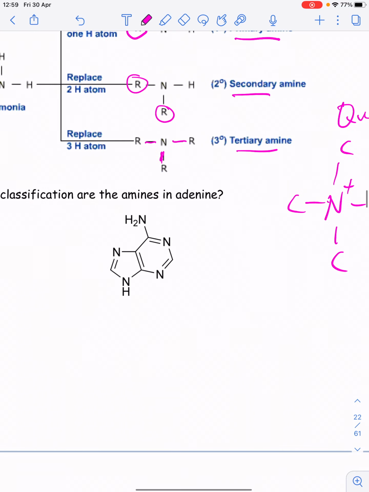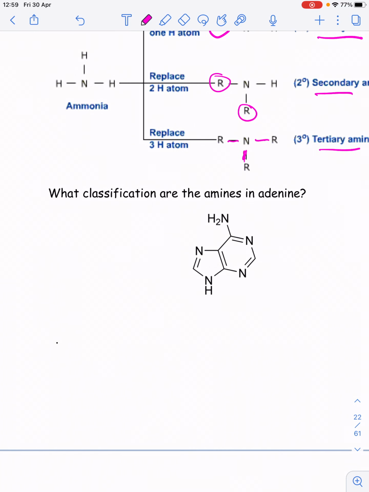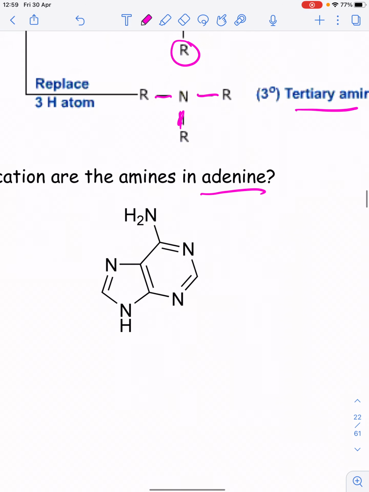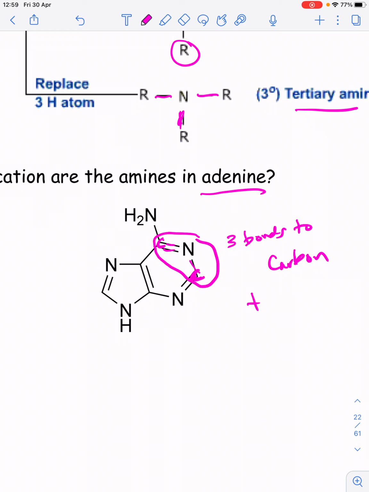Okay, and I show this example. This is a picture of the structure of adenine, which is one of the nitrogenous bases in DNA. And you can look at it, it's full of amines. When you look at this one, if you fill in the corners with carbon atoms, you only see 2 carbon atoms. However, there's a double bond to one of them. So there are 3 bonds to carbon, and therefore this nitrogen is actually tertiary. So it's not just the number of atoms of carbon, it's the number of bonds to carbon.